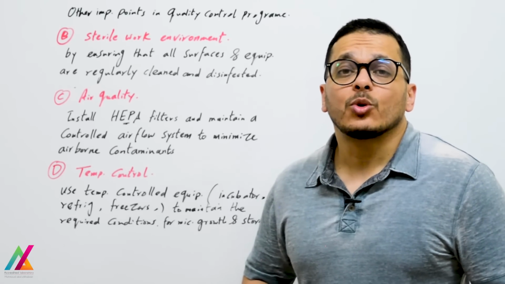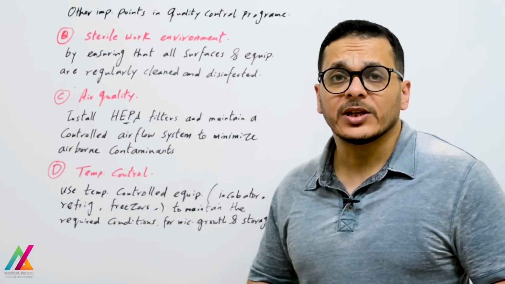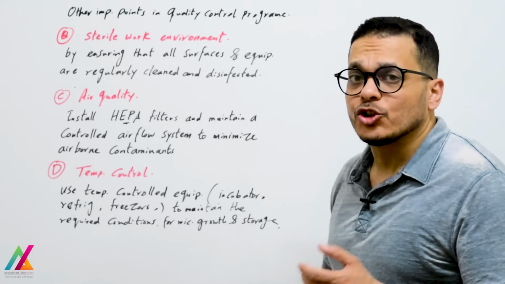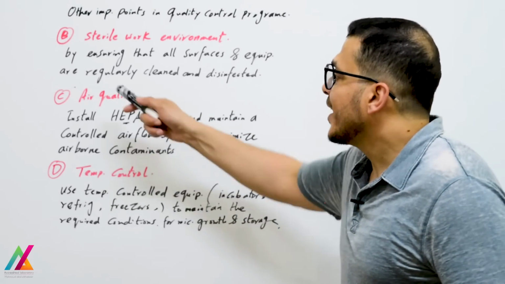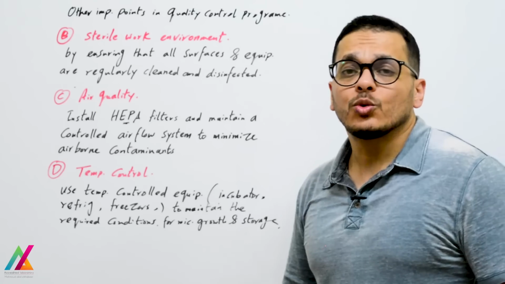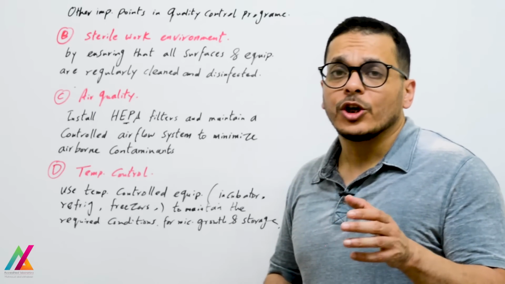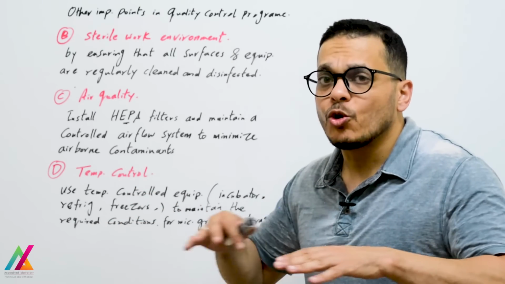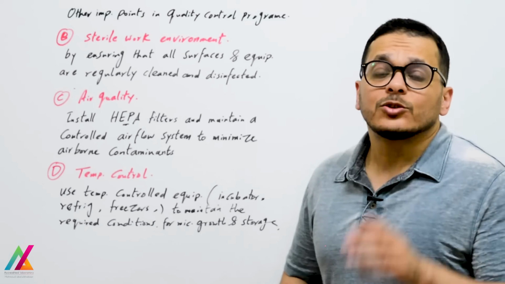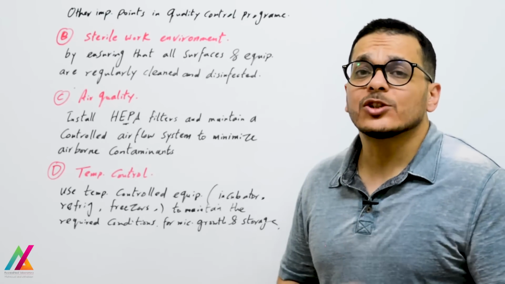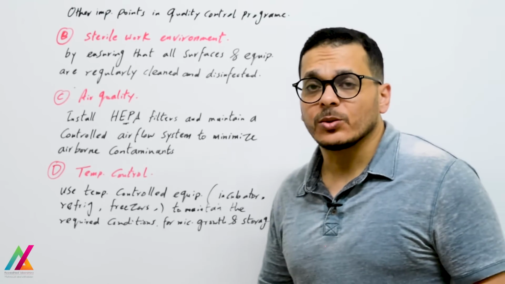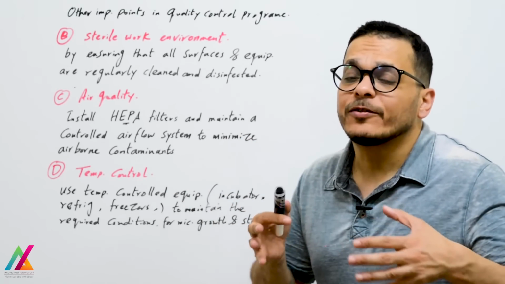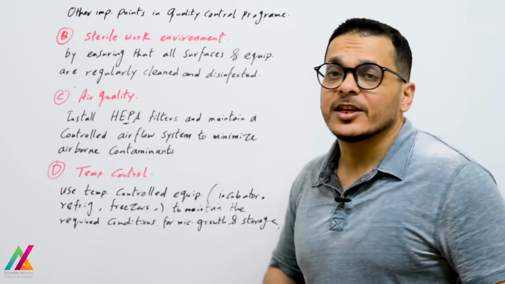Also, sterilization is very important for the whole work environment, to prevent contamination from any other organism. Keep a sterile work environment by ensuring that all surfaces and equipments are regularly cleaned and disinfected using proper disinfection. You can also use swab tests to ensure that all surfaces are clean and no contamination will happen from any other organism. And to ensure air quality, you should install HEPA filters, high efficiency particulate air, which is a mechanical air filter, and maintain a controlled airflow system inside the whole lab to minimize airborne contaminants.